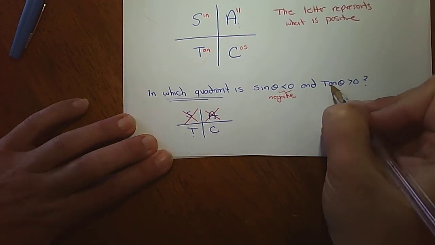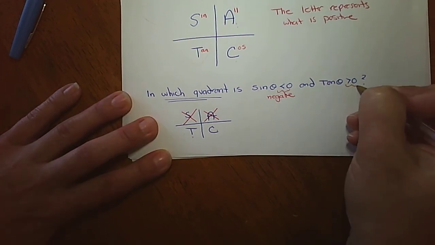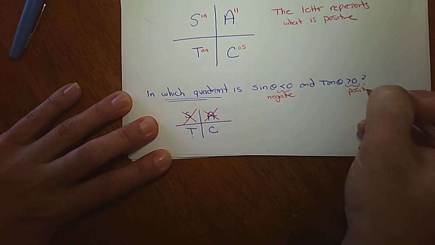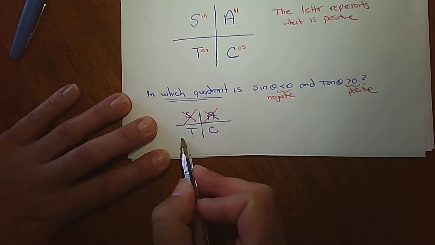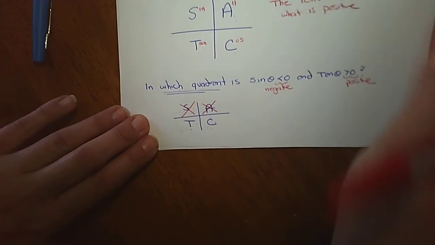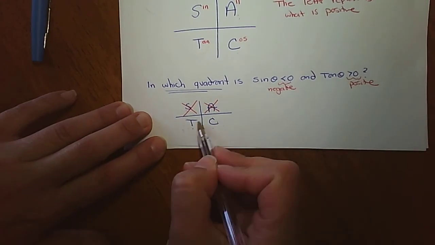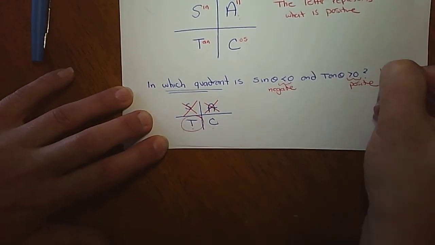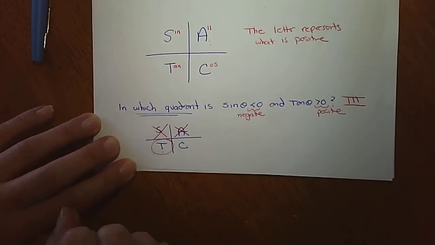Now look, tangent is greater than 0. Greater than 0 means positive. So out of the 2 leftover ones, which quadrant is tangent positive in? That's going to be the one with the T in it. So the answer to this question is quadrant 3.